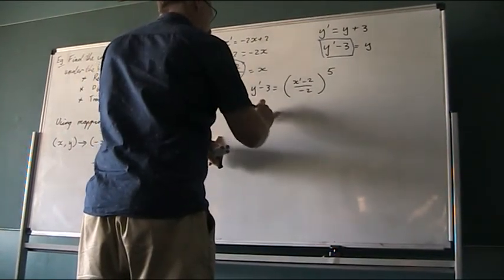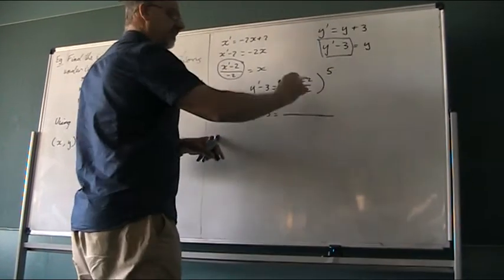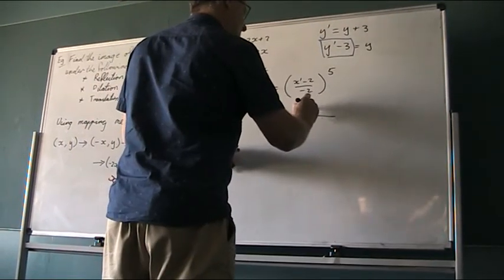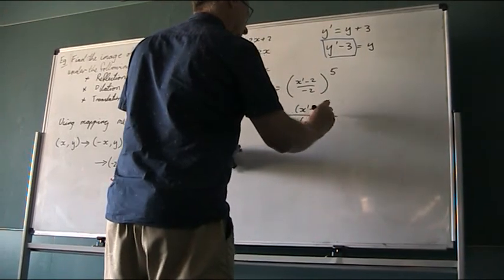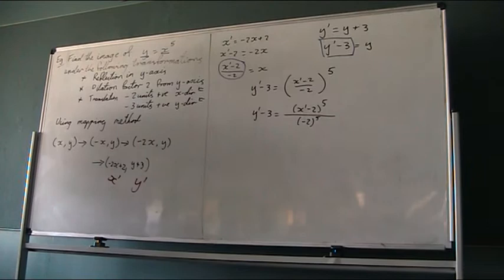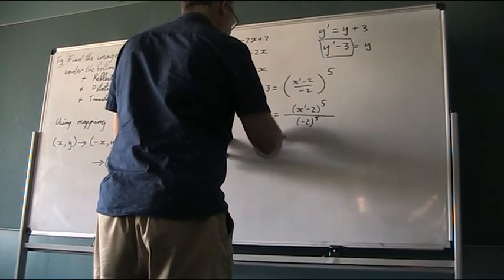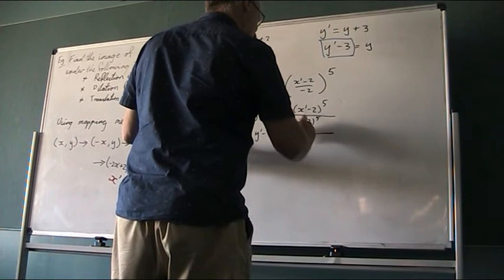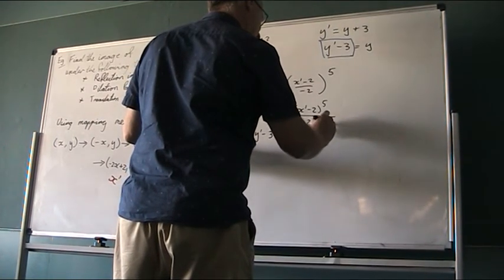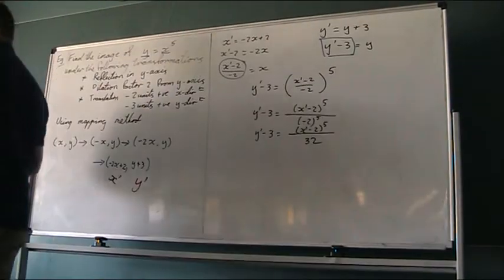We can go, okay, the image minus 3 equals, if I split that up, I've got that. Negative 2 to the power of 5 is? It is negative. Negative what? 32. Negative.